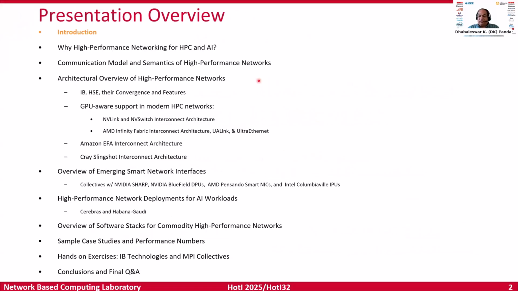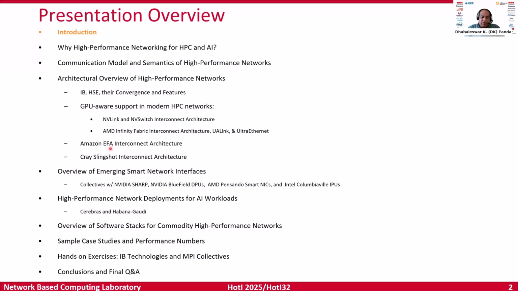The outline will be as follows. We'll start with a very high-level introduction, asking questions like why high-performance networking, both for HPC and AI. For this tutorial, HPC and AI will be our driving applications, and we'll be talking about the low-level interconnects, protocols, and middleware that help drive them. Once we understand why high-performance networking, we'll also take a look at the communication model and semantics, like the application layer and how it interacts with the lower layer.